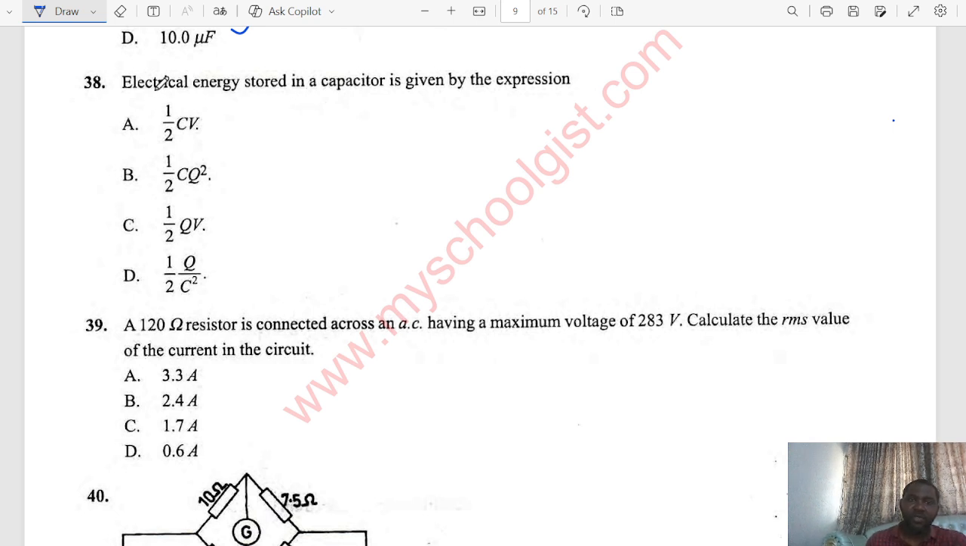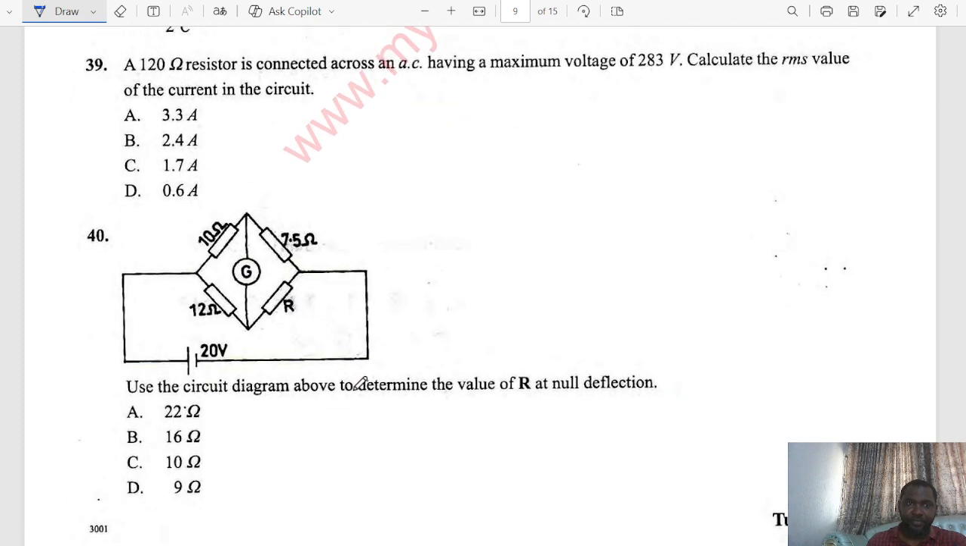So here we have number 38. It says electrical energy stored in a capacitor is given by the expression. The answer is C. Electrical energy stored can be half CV squared, it can be half Q squared over C, and it can also be half QV. They are all related, so one of them is the answer.